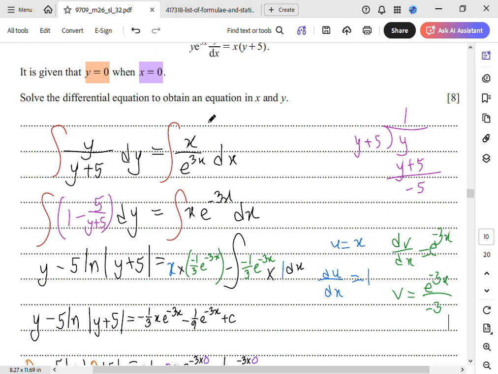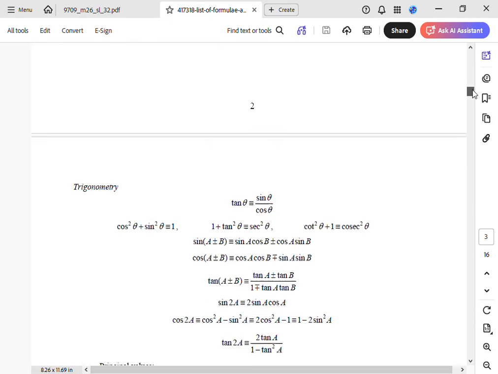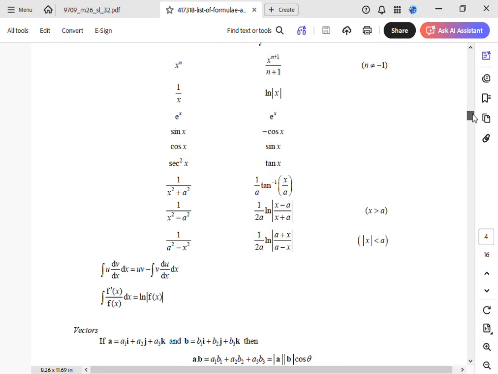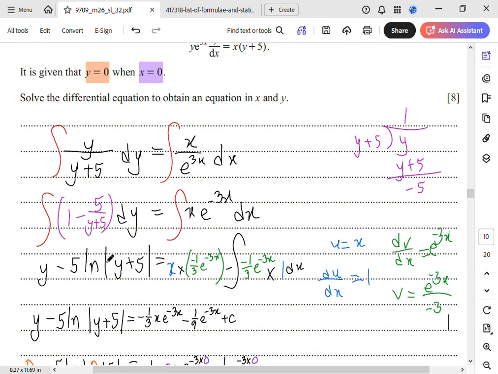So the formula for integration by parts is provided in the formula booklet. So using that, you get this, right? So if you integrate 1, you get y minus 5 by y plus 5. If you integrate that, you get minus 5 ln y plus 5. And then it's uv, so x times e to the power minus 3x by minus 3, minus integration of v du by dx. So this times this, 1 times e to the power minus 3x by minus 3.